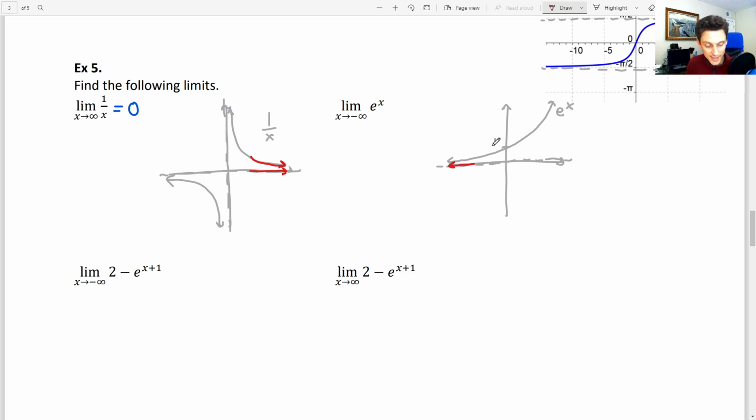So what's the limit as x approaches negative infinity of e to the x? If you said 0, that would be correct. As we're following along the e to the x graph, going to the left, the y values are getting closer and closer to 0.